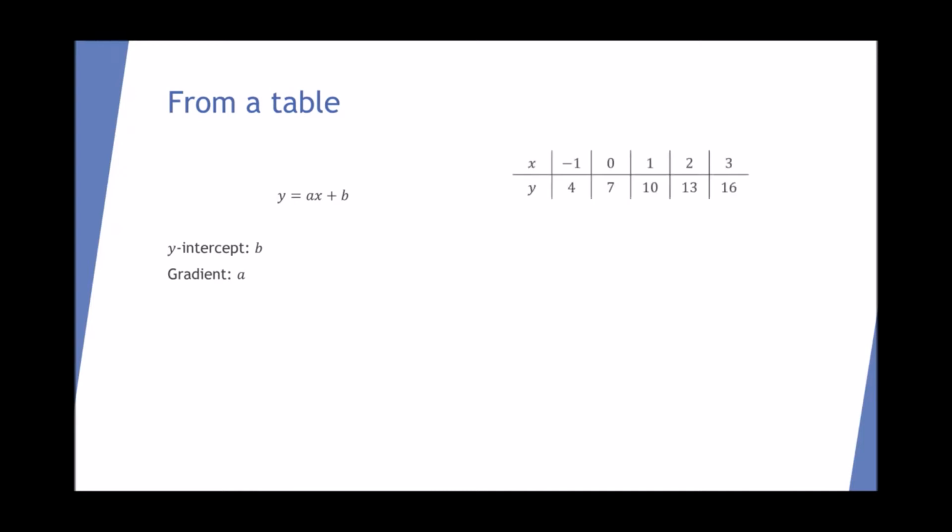So let's use this example. First, let's try to find the y-intercept. The y-intercept in a table was the number at x equals 0, so that's 7. That one's easy to see. And then we also need the gradient, and the gradient was our step. And in this case, it looks like every step we add 3. So our gradient is 3.